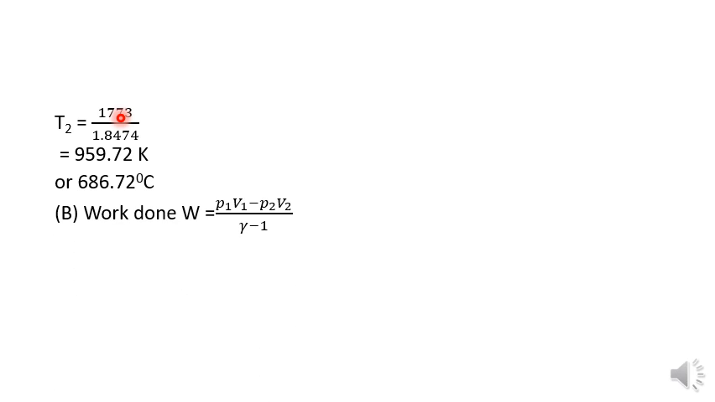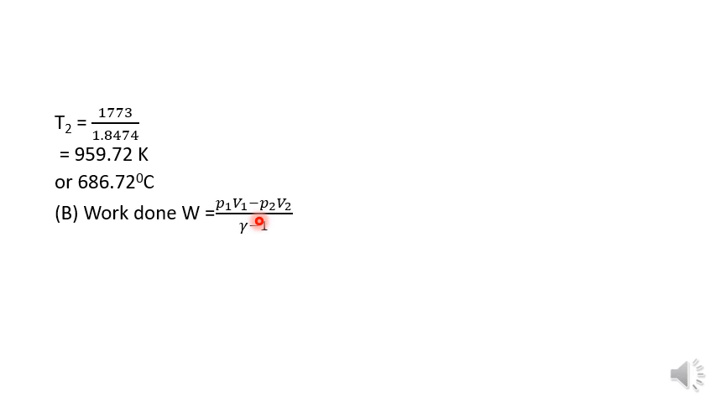Next we have to calculate the work done. In the problem it is given as an adiabatic expansion. So the expression for the work done during the adiabatic expansion is (P1 V1 minus P2 V2) by (gamma minus 1). In this formula we know the P1, V1 and P2 values, but we don't know the V2 value. So first we have to calculate the V2 value.